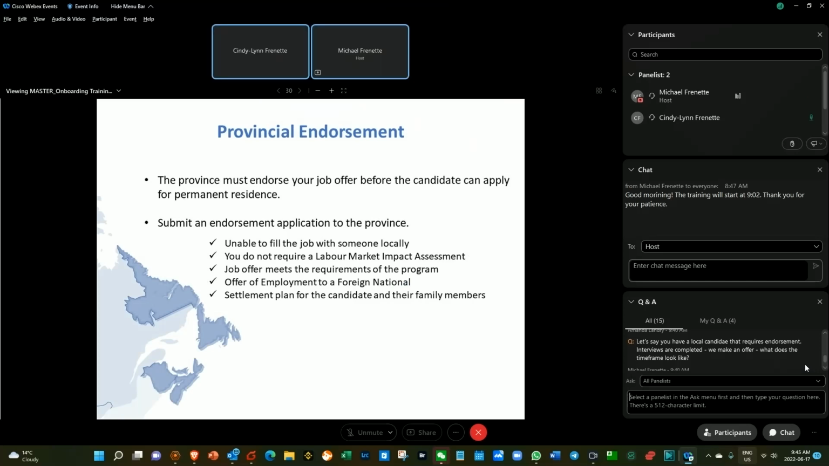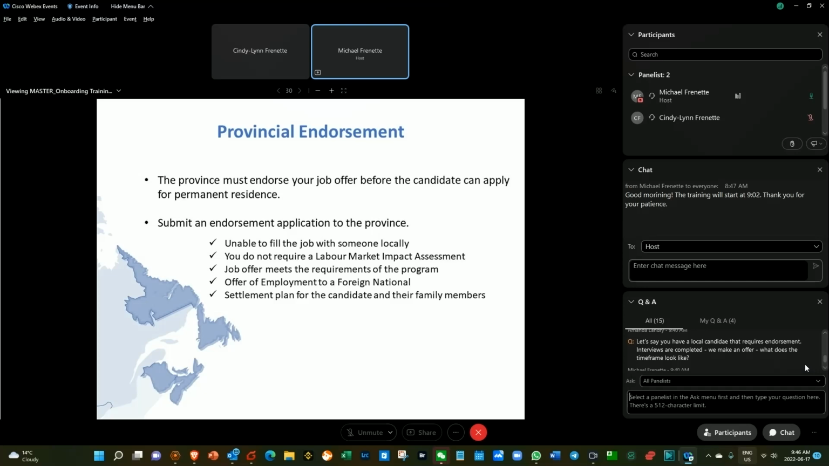So now you have made the job offer and your candidate has their settlement plan. The next step in the process is to receive what we call provincial endorsement. The provincial government must endorse your job offer before the candidate can apply for permanent residency. The endorsement application will ask you to show that you have not been able to fill the job with someone locally. Please note, for those of you who are familiar with immigration, you will not require a labor market impact assessment, so you are exempt from that process.